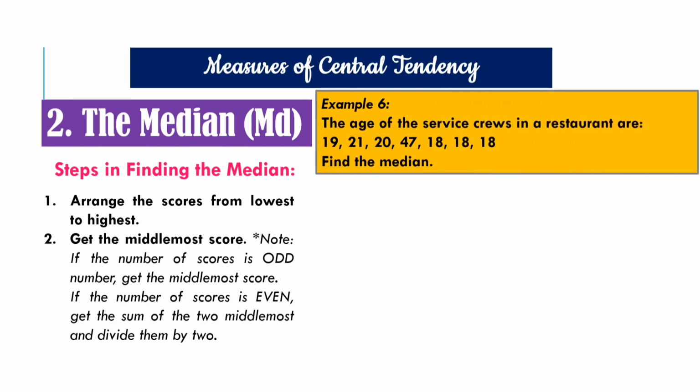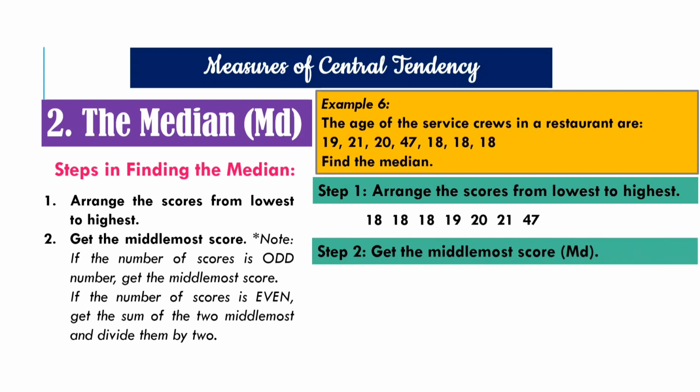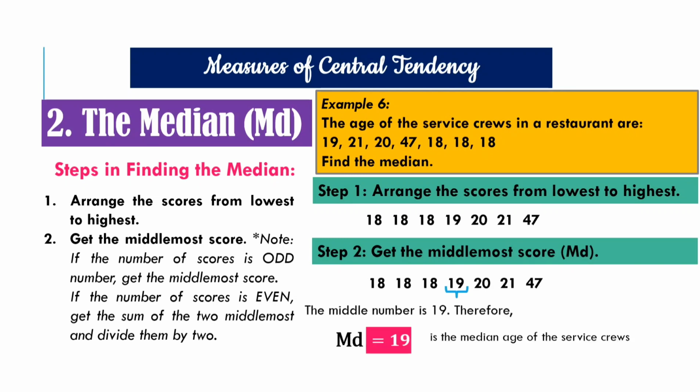Example 6. The ages of the service crews in a restaurant are as follows. We have to find the median. Again, for step 1, we arrange the scores from lowest to highest. And here is the result. We have 18, 18, 18, 19, 20, 21, 47. Step 2, we get the middlemost score or number, and it is 19. It means that the median of the data given is 19. So that is how easy it is to get the median of an ungrouped data.